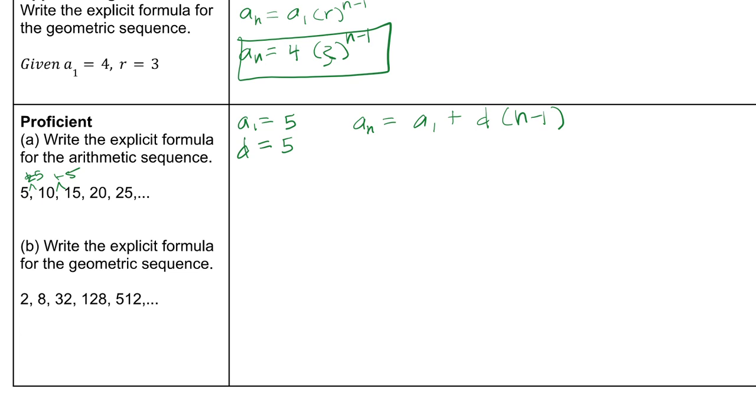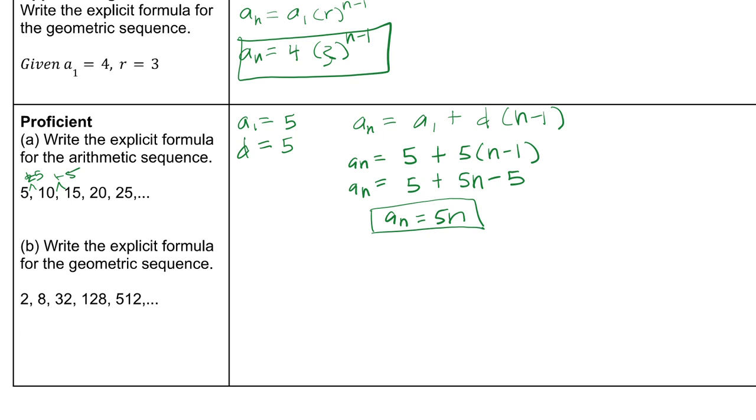So now I need to plug in my formula. A1 is 5, that's the first term. The common difference is 5. And I'm leaving n minus 1 because I want a formula, so I'm not plugging in anything for n. So we get 5 plus 5n minus 5. And the 5 and the minus 5 will cancel out, and we just get 5n. So that's our explicit formula for that arithmetic problem.